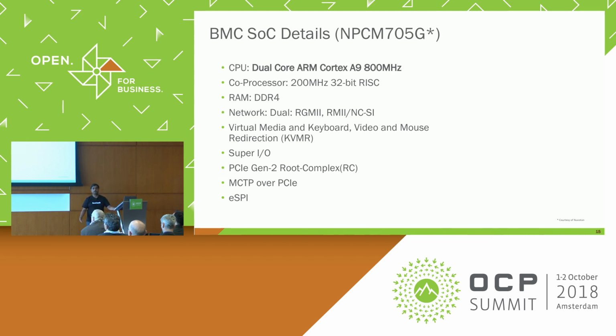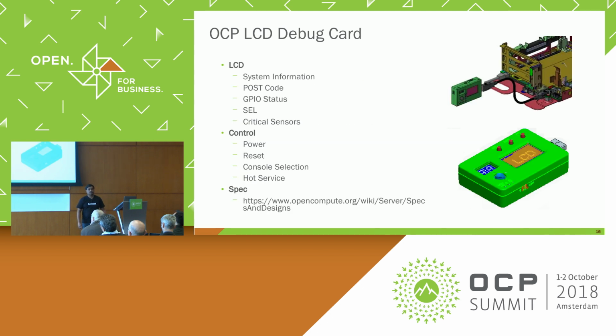So what can we do with these BMCs? What kind of additional advanced features can we run? One of the things is the OCP LCD Debug Card. When we want to debug physically, being there in front of the system, we have these debug cards, and the first generation debug card has simple LEDs, just 2 digits.